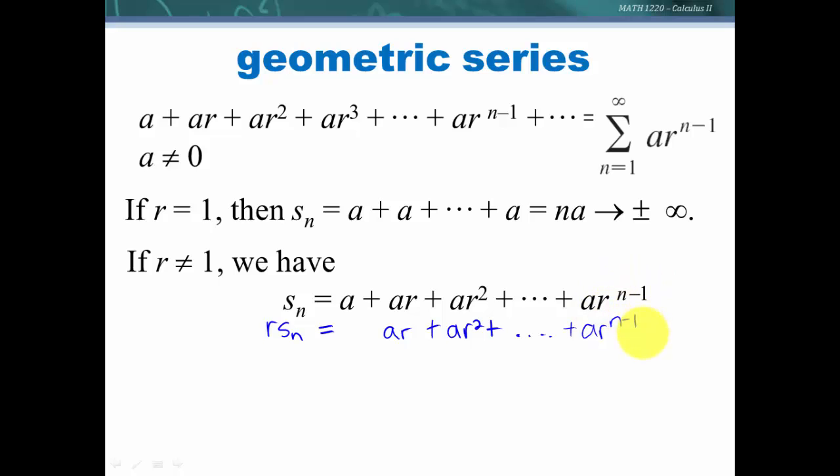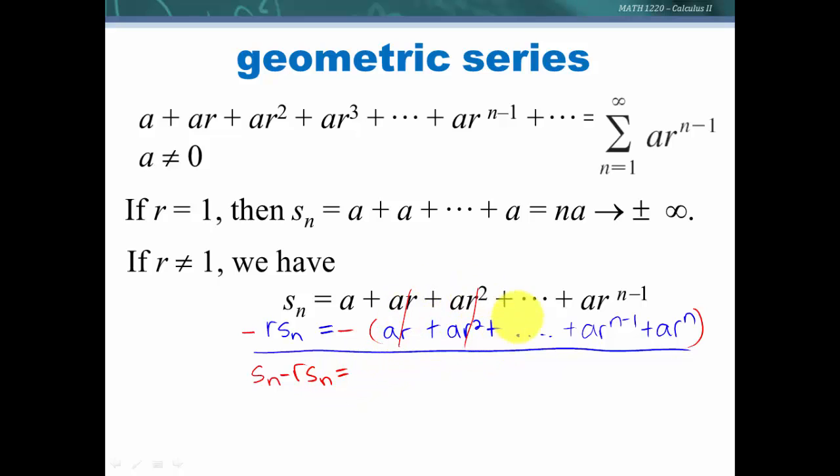When we multiply this last term by r, we would have ar to the n. Now I'm going to pull a little trick here, and I'm going to subtract these two. So I'm going to subtract this, and I'm going to subtract all of this. Now if I subtract this, I have s sub n minus r s sub n equals, now these will cancel, and all of these up to this will cancel, so we have the a on the front and then minus the a r to the n.